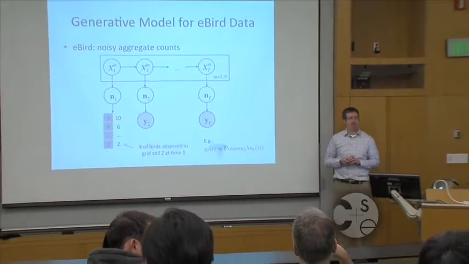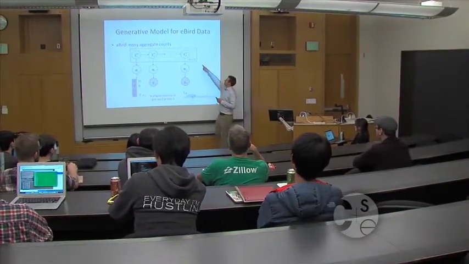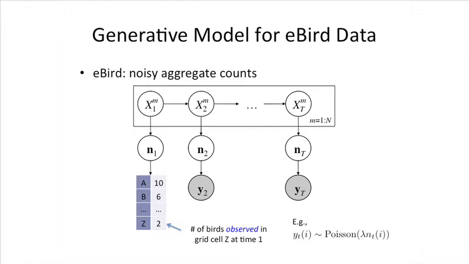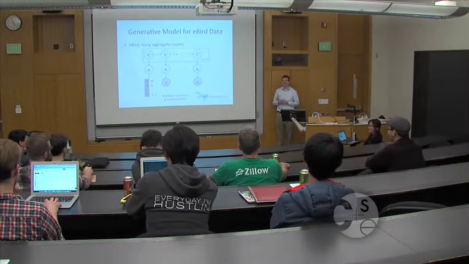Why isn't the plate around the n's and the y's? Okay, so here I have a large population of individuals, and based on that population of individuals. Okay, any other questions?